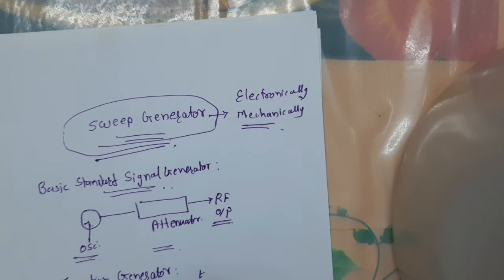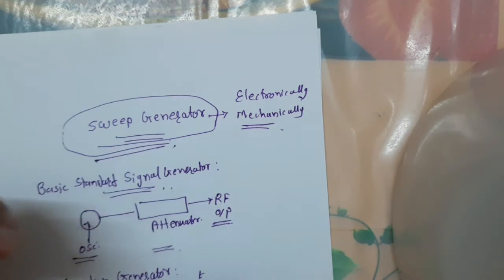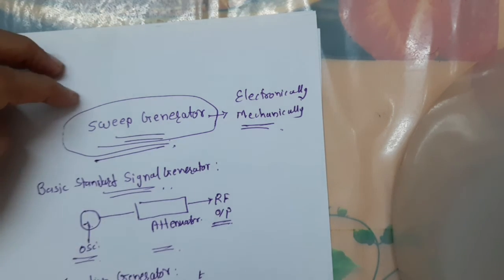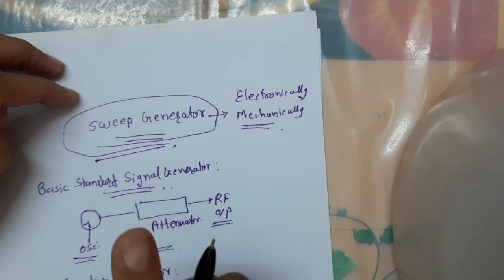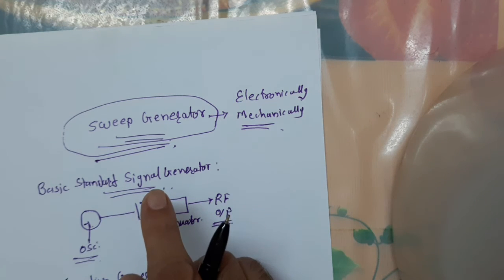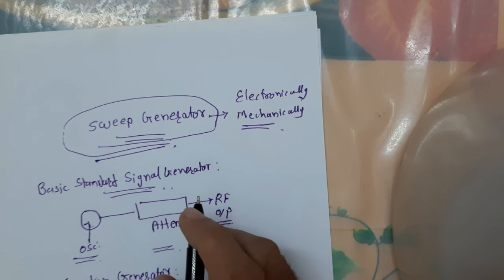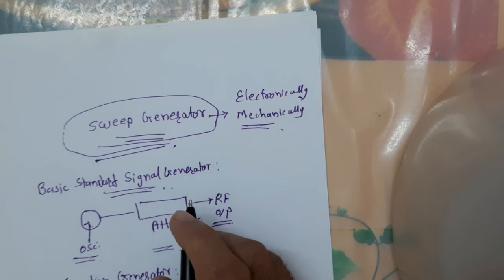Electronic modulation or mechanical modulation. It is done electronically by using the modulating voltage to vary the reactance of the oscillator tank circuit component. That means here we are using a tank circuit. Again, this is a generator, so there is a need for an oscillator as well as an attenuator. The oscillator is built with the help of a tank circuit.